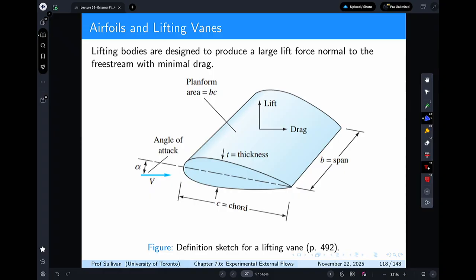Airfoils, so a lot of this work, and the whole reason we do this, is we want to fly things. Lifting bodies are designed to produce large lift force normal to the free stream with minimal drag. And again, you can see that effect where you have this strong curvature at the front to assist you, and then these very long trailing edges. And again, there's a lot of data out there. NACA from the 1920s and all the way through to today, people have updated these curves.